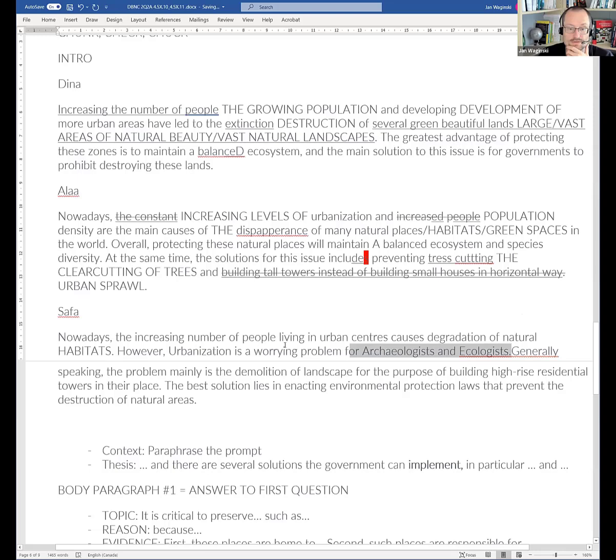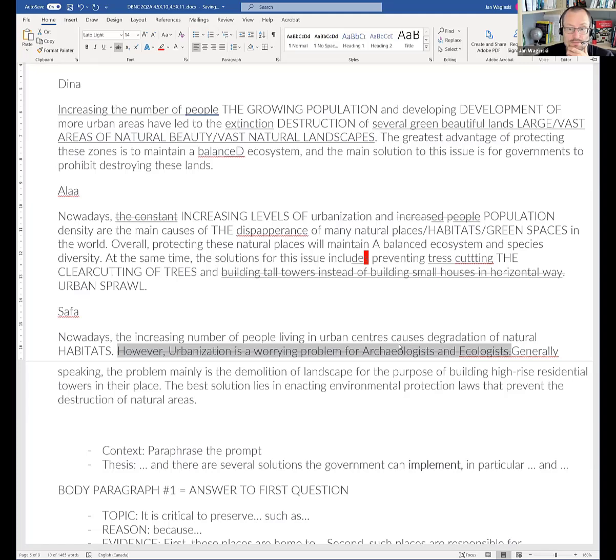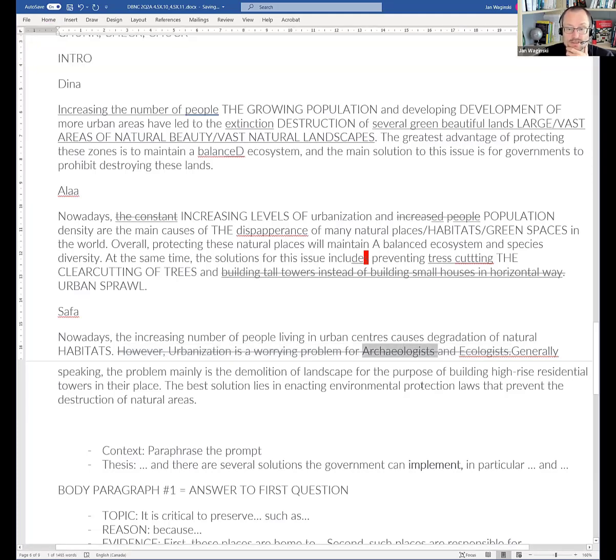I wouldn't put this, because it's not included in the prompt. It just doesn't add any value. Archaeologists are also people who look for ancient artifacts. Yeah. Historical places and all this stuff, right? So that's off topic if you put that.